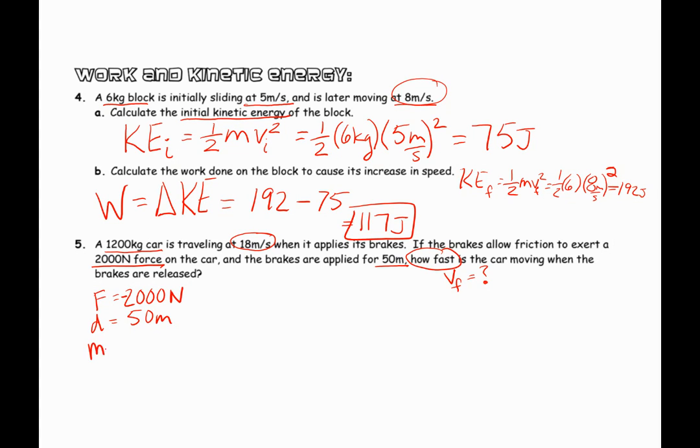We also know that the car has a mass of 1,200 kilograms, and we know that our V initial is 18 meters per second. So when you look at a problem like this, you might think, I don't know where to even start, okay? Well, when you have a force being applied over a certain distance, there is work being done in that system. So our work is equal to force times distance.